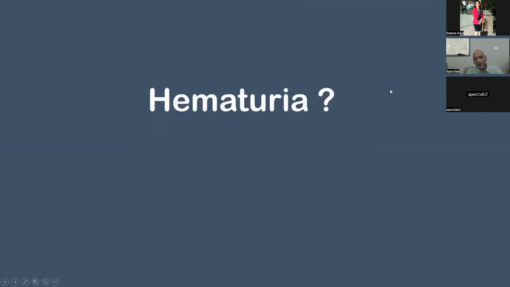Well, how does nuclear medicine help in macroscopic hematuria? Not proven in literature, but this was a practical situation we came across.